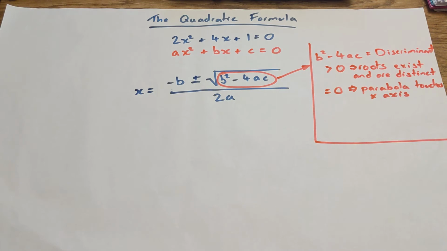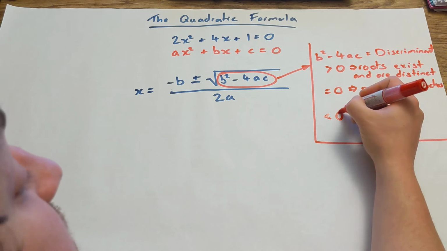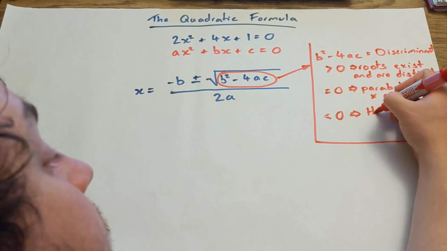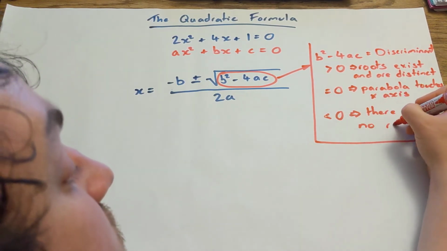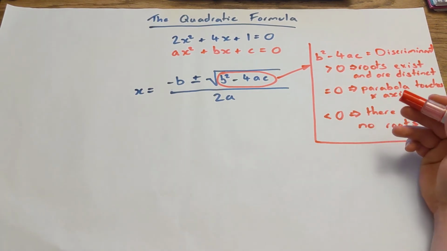And then the last bit, as you can probably guess, is if the discriminant is less than 0, what that tells us is there are no roots. So it doesn't cross the x-axis at all. Either it's a smiley face one, where its turning point is above the x-axis, so it never touches it, or it's a sad face one, where the turning point is below the x-axis, so it never crosses it. And this gives you some clues about what your graph is going to look like.